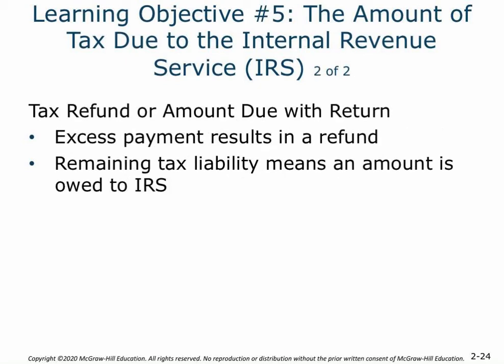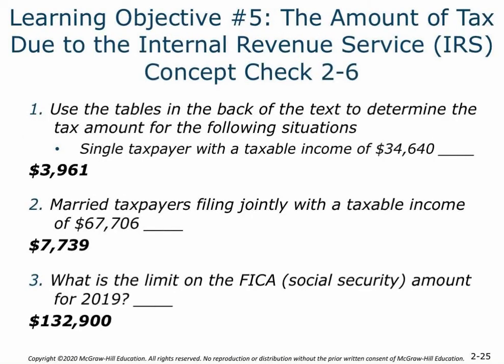So again, for the tax refund and amount due with the return, the excess payment results in a refund. If you paid more over the course of the year, you'll get that back. And the remaining tax liability means it's an amount still owed to the IRS. So let's take a look at the concept checks here. Using the tables in the back of the text, determine the tax amount for the following situation. Single taxpayer with taxable income of $34,640. And we can look there and see that it's $3,961.